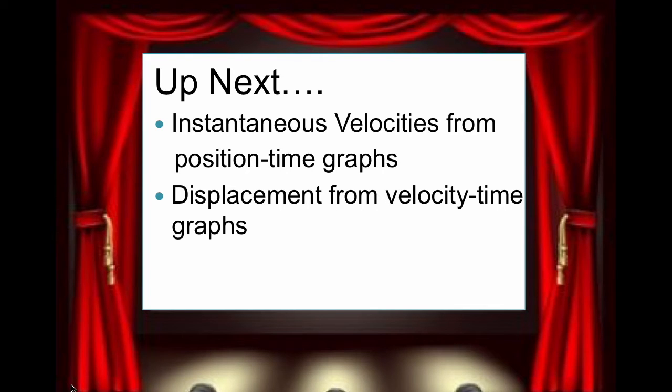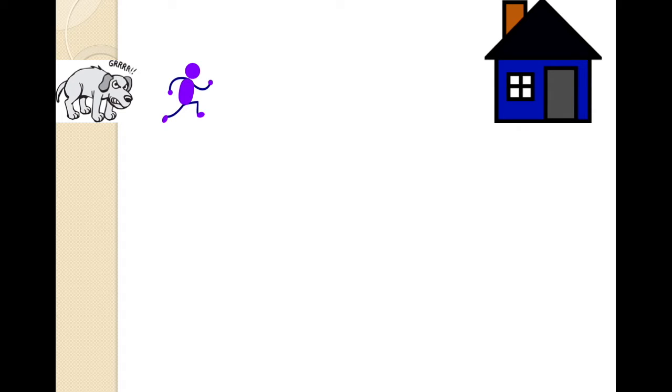Okay, so what we're going to be talking about today is instantaneous velocities from position time graphs and displacement from finding areas underneath velocity time graphs. So let's go ahead and begin. You don't have to draw this, but I am just going to share a little story with you.